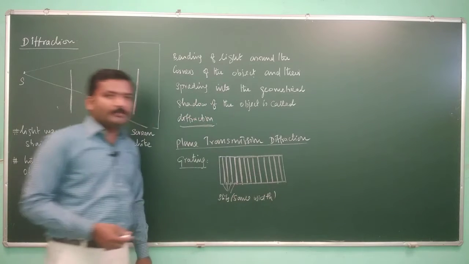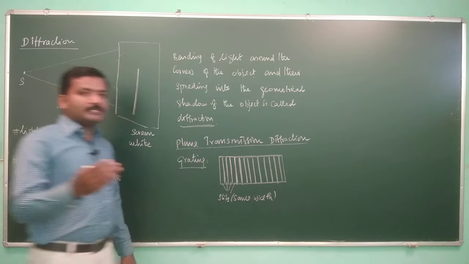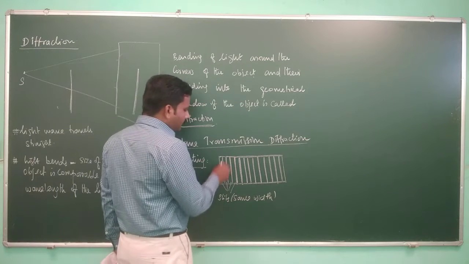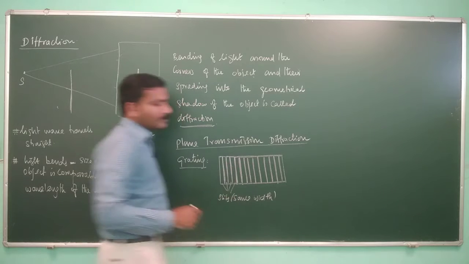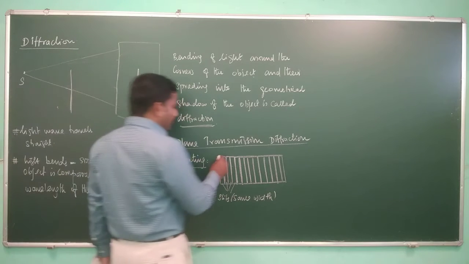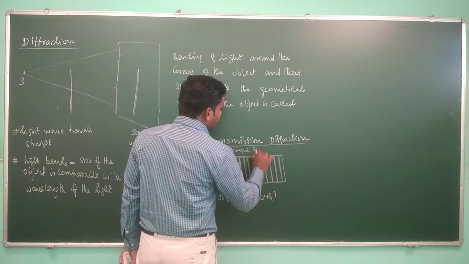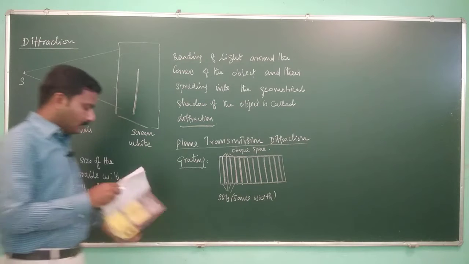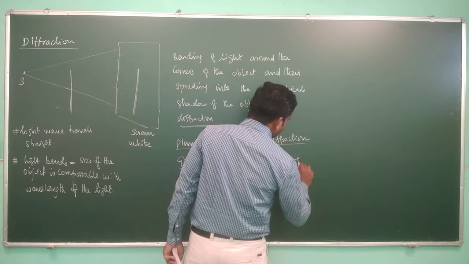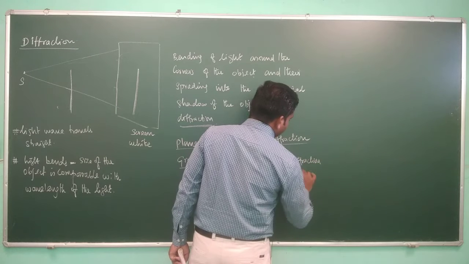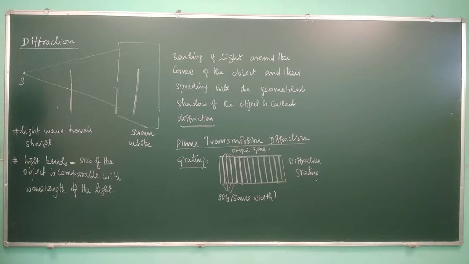My geometrical drawing may not look like that, but assume that all these widths are the same, right? So the slits have the same width and are separated by equal distance. The thickness of each white space is the same, and these white spaces are opaque spaces. Then this setup is called a diffraction grating.